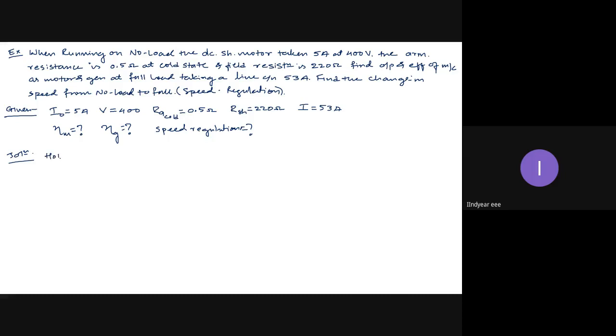Therefore, hot resistance of armature Ra is equals to 1.2 multiplied by Ra cold. This factor we have seen in the theory. So it is 1.2 into 0.5, which gives 0.6 ohms. I do not mention Ra as Ra hot because already we have considered Ra as hot resistance only. So my Ra is equals to 0.6 ohms. Next point is to find out constant losses.